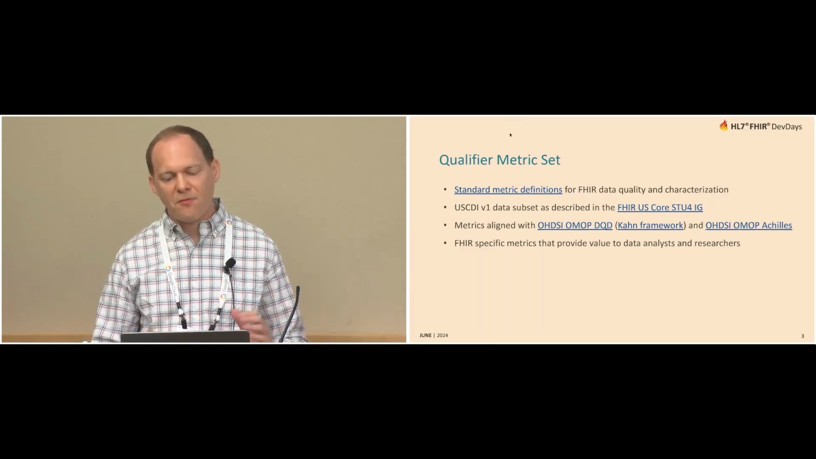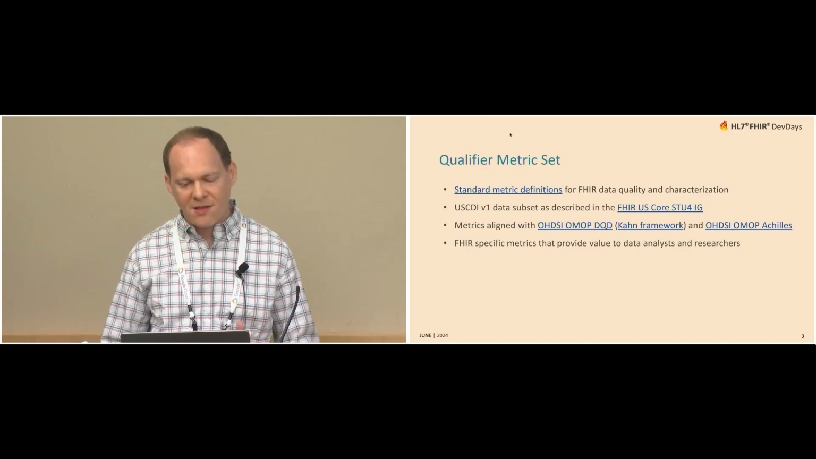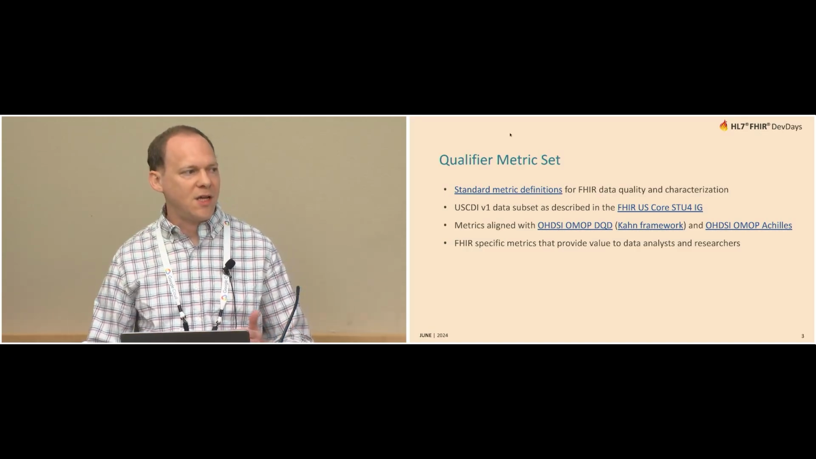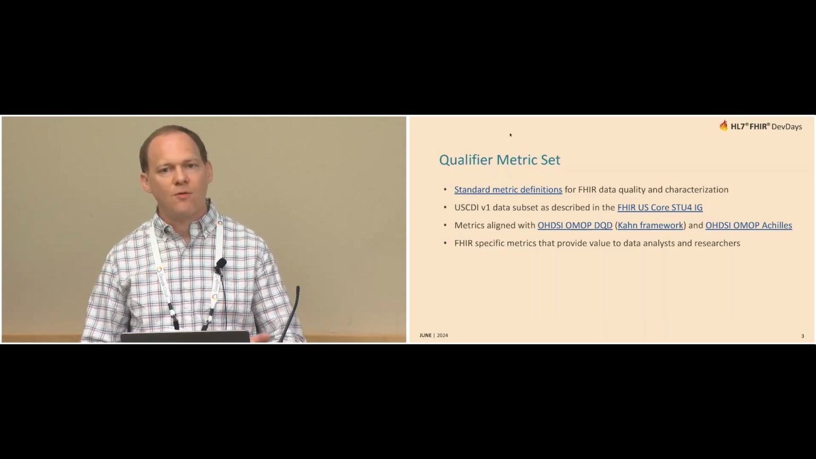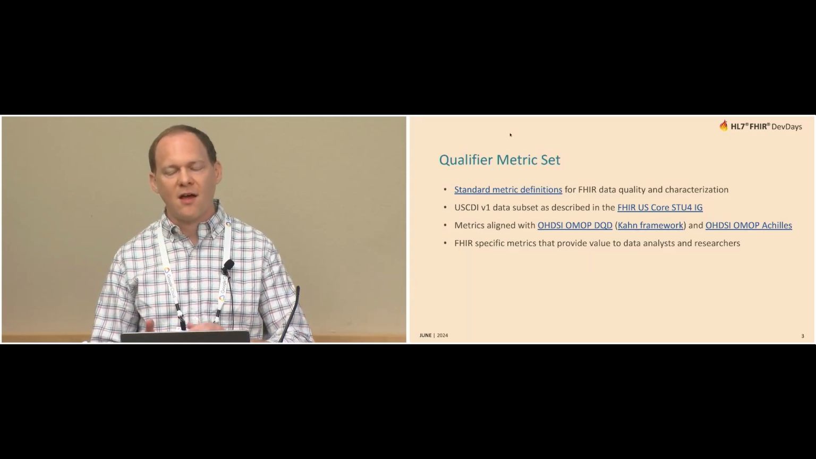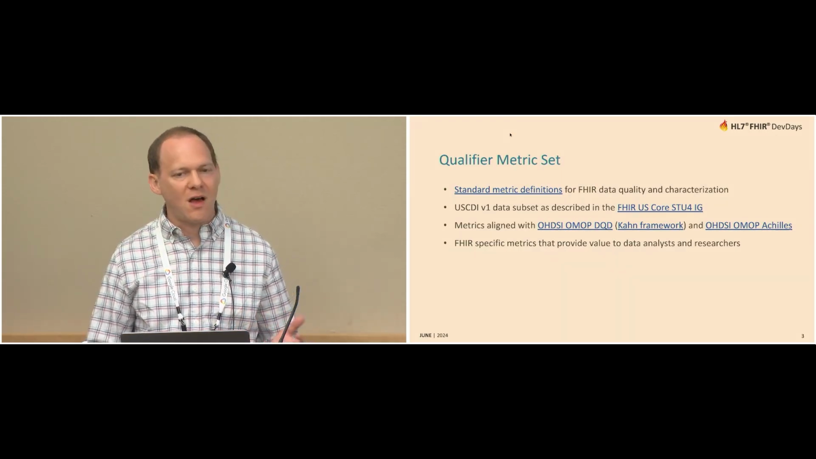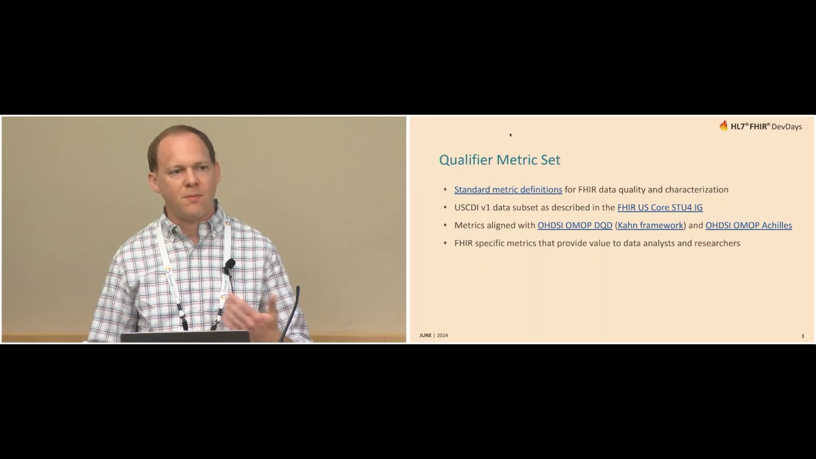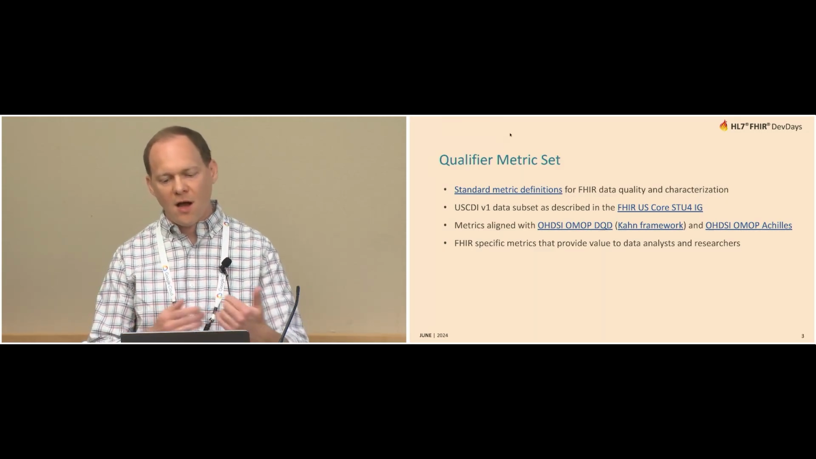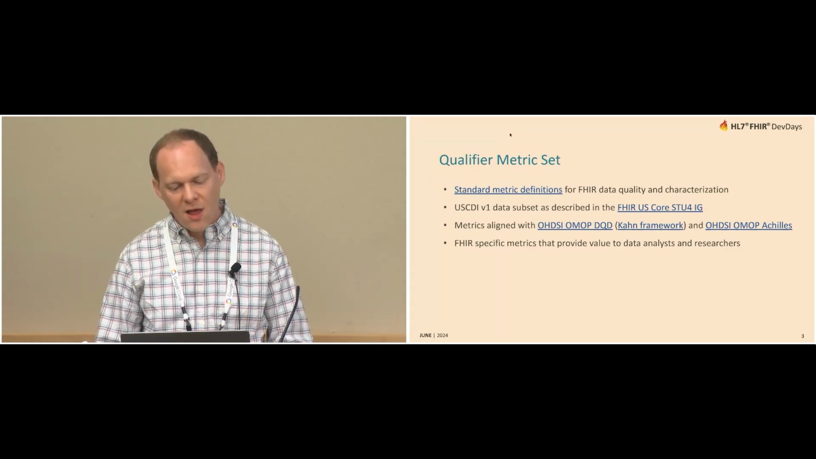We put a lot of effort into aligning the metrics with those used in the OMOP world. OMOP has a decade of work on data quality, and we wanted to make sure that researchers and other folks who are familiar with that are able to understand and find similar metrics on the Qualifier side. We also aligned with the OMOP folks on the data characterization side. They have a tool called Achilles, and we tried to make sure that most of the metrics in Achilles are mirrored in the Qualifier metric set with FHIR versions.